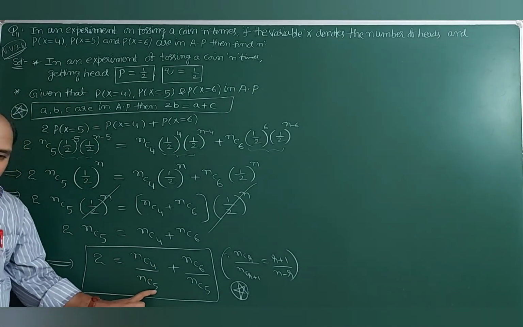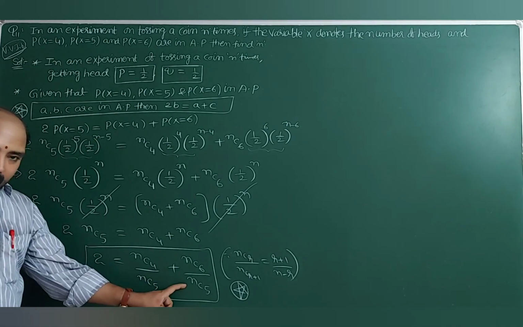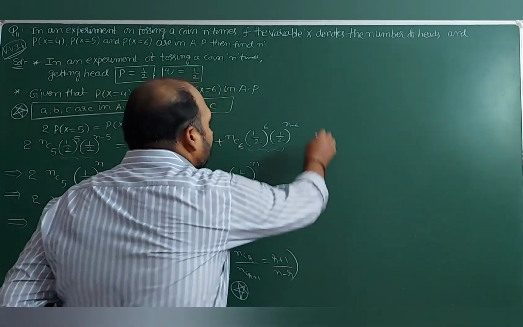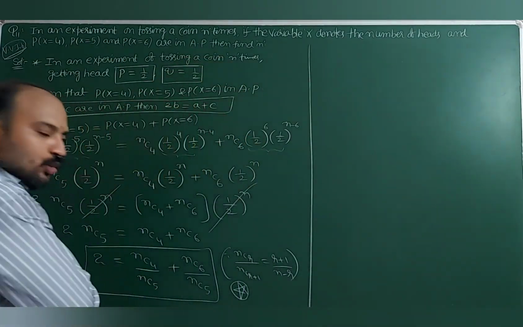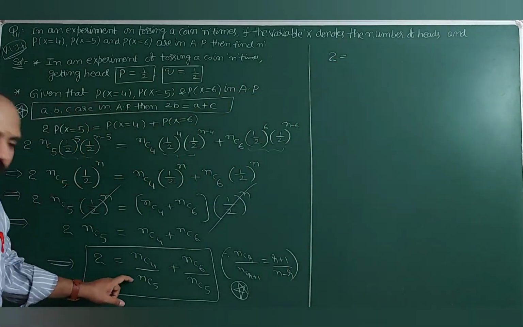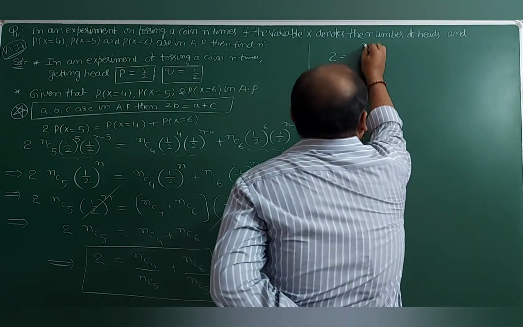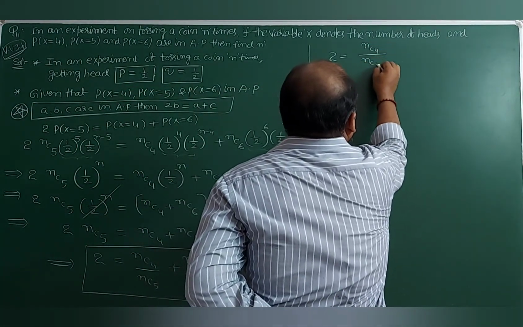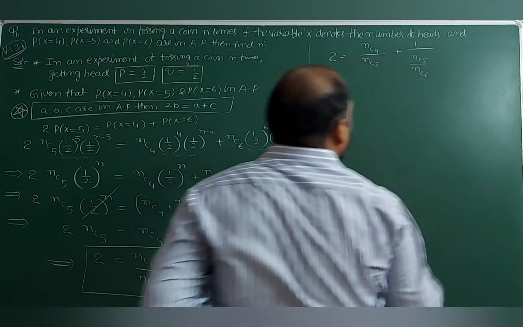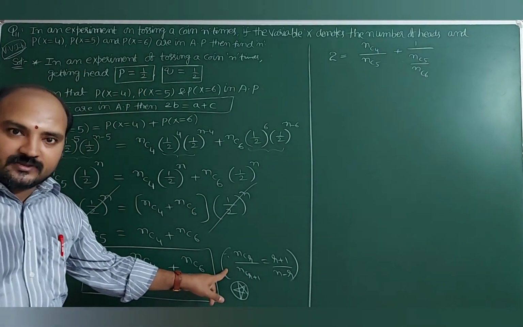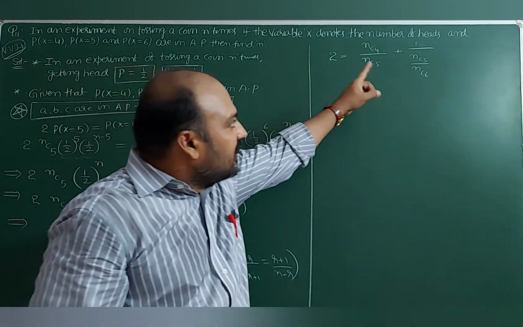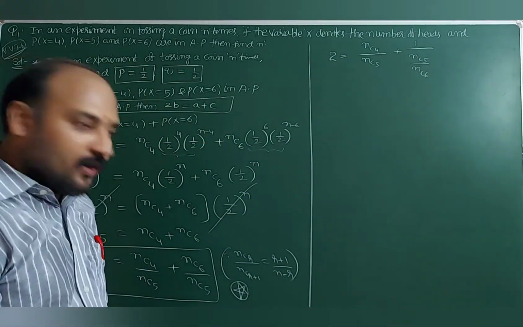nC(r+1), 5 can be written as 4 plus 1. But here, 1 by nC5 by nC6, we can write it. So that step also I'll write here clearly for your purpose. 2 equal to nC4 by nC5 plus nC5 by nC6. I hope you understand it. To apply this formula I am writing like this: nCr by nC(r+1), nC4 by nC(4+1), nC5 by nC(5+1), where r is equal to 4 here.